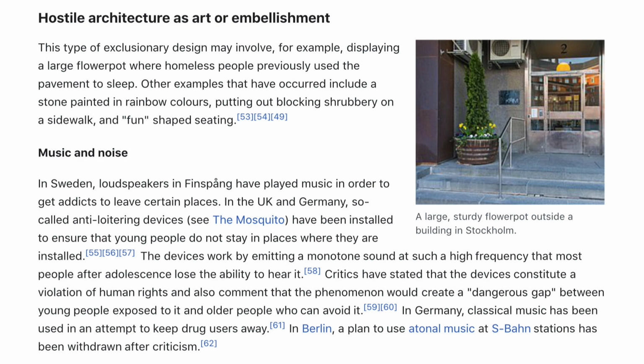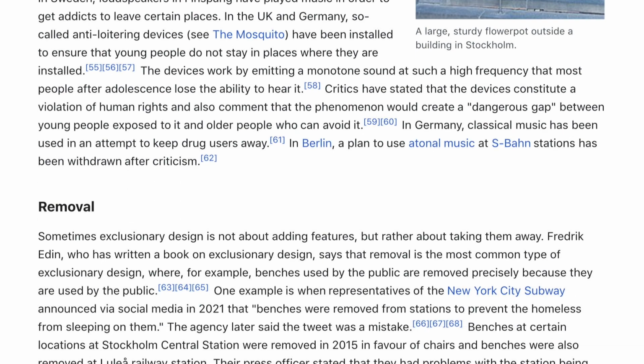In Germany, classical music has been used in an attempt to keep drug users away. In Berlin, a plan to use atonal music at S-Bahn stations has been withdrawn after criticism. Removal.